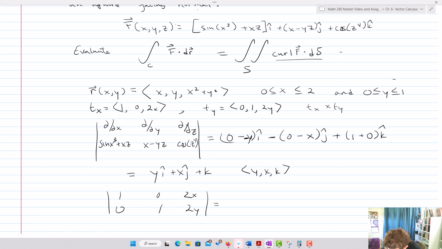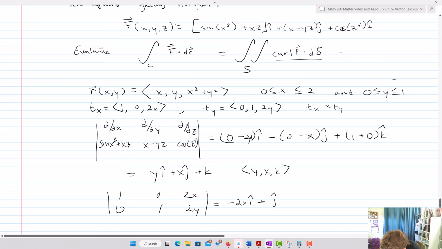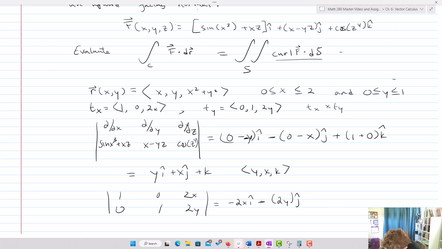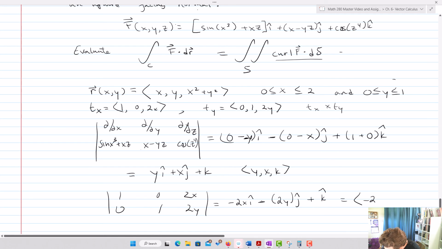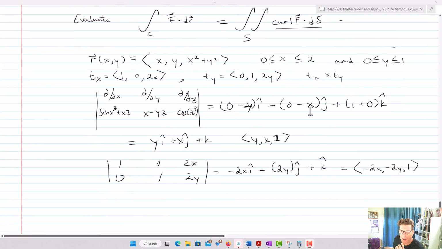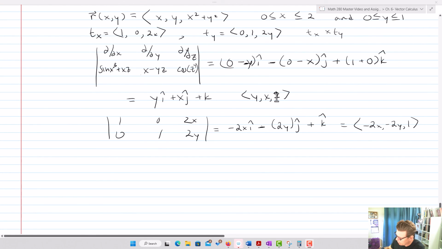This ends up giving me negative 2xi minus 2yj plus k, or negative 2x, negative 2y, and 1. Now I'm going to dot them. I actually changed this to a k, from a k to a 1. I said 1, then wrote k.